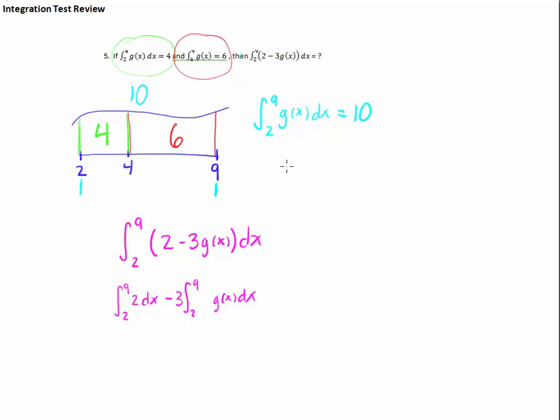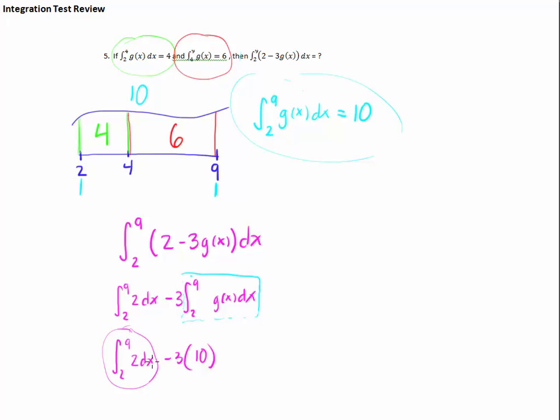Now, look at that. There's where this comes in handy. Right there. Ding, ding, ding. That, the integral from 2 to 9 of g of x, is equal to 10. So what I've got here is the integral from 2 to 9 of 2 dx minus 3 times this, which is 10. Now the only trick is to figure out what this is equal to.